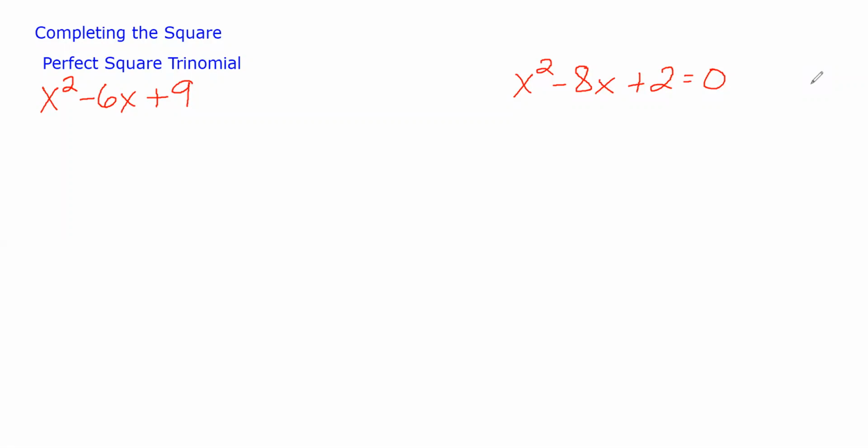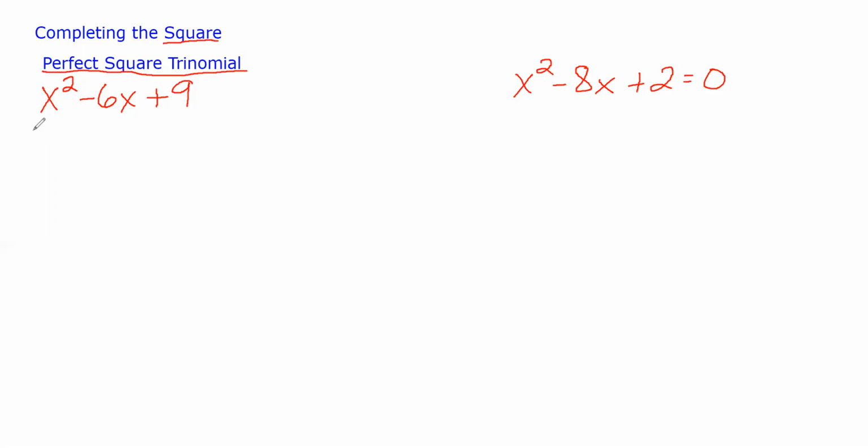This topic called completing the square has quite a lot that goes into it, but hopefully this will help simplify the process. When we say completing the square, what we're talking about is trying to make whatever we have into what is called a perfect square trinomial. I wrote one example of a perfect square trinomial, and this is x squared minus 6x plus 9. So that is a perfect square trinomial.